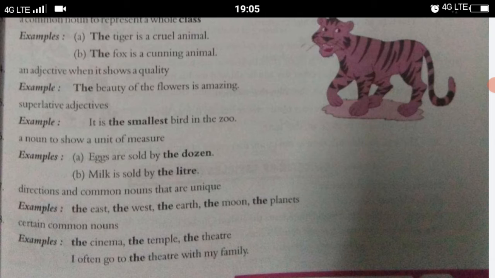Now, we also use the with a noun to show a unit of measure. For example, milk is sold by the liter. Now, we also use the with directions and common nouns that are unique. For example, the east, the earth, the moon. We also use the with certain common nouns. For example, the cinema, the theatre. For example, I often go to the theatre with my family.